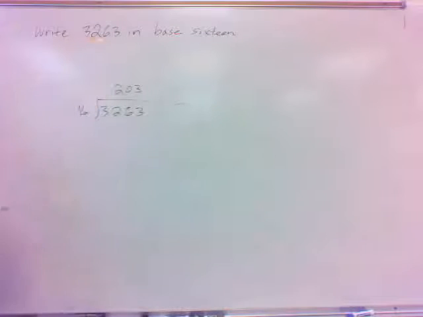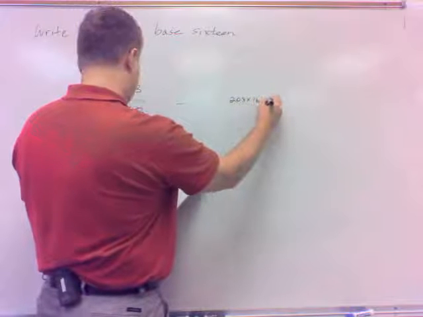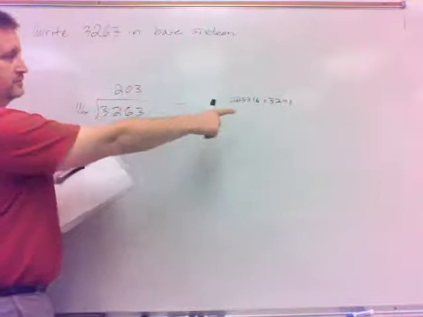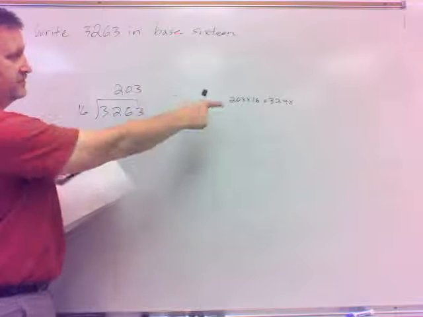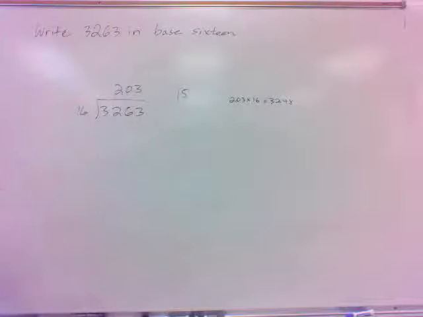What's the remainder? How would I get it? Well, I'll take 203 times 16, don't I? 203 times 16 is 3,248. So what's the remainder here? Well, 3,263 minus 3,248 is 15, isn't it? Remainder of 15. Is everybody okay on that? With me on that? Okay. What do I do now? Divide by 16 again.